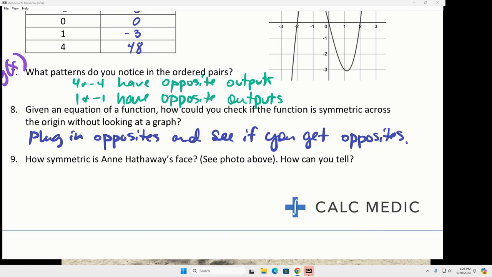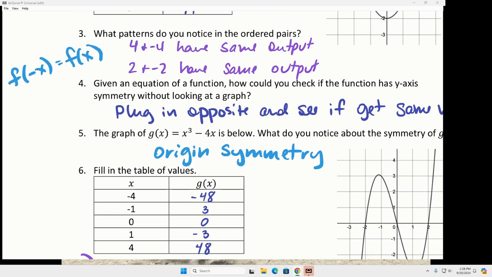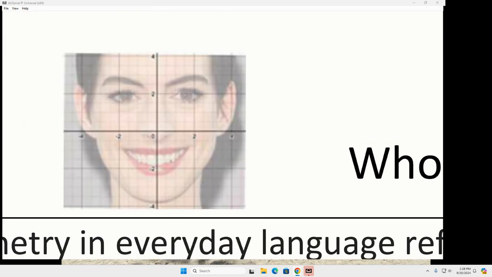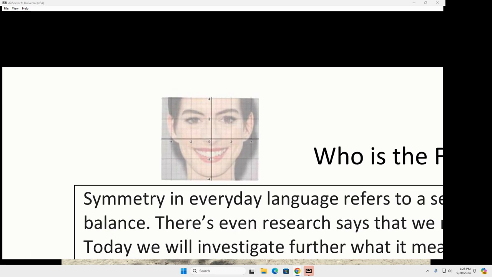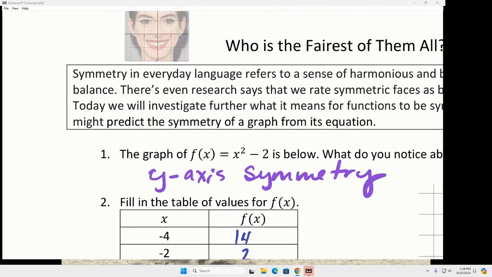And then the last question is to have you look at Anne Hathaway's face and see how symmetric her face is. It's kind of crazy. It's almost like she's an alien or something. But pretty much all the parts of her face just line up across the y-axis. It's kind of crazy how perfect her face is. And a lot of celebrities will have extremely symmetric faces.